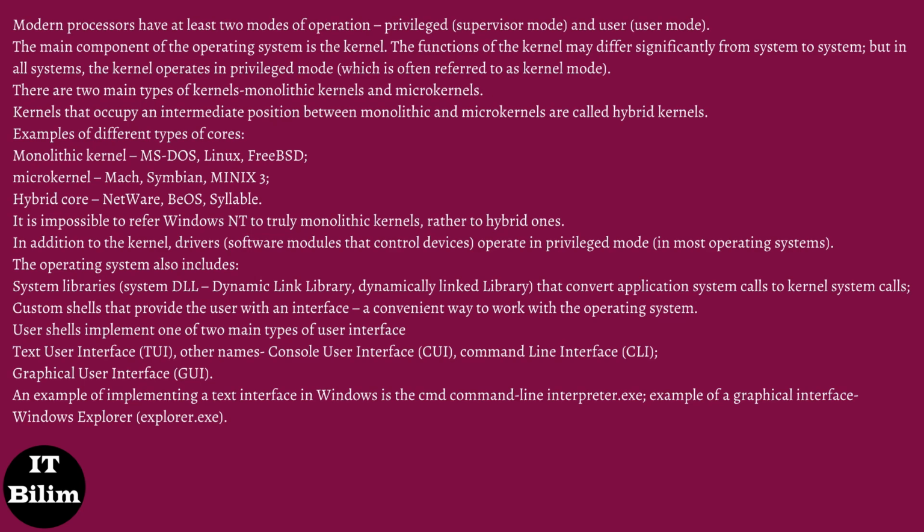Examples of different types of kernels: monolithic kernel: MS-DOS, Linux, FreeBSD. Microkernel: Mach, Symbian, Minix, Free. Hybrid kernel: NetWare, BIOS, Syllable. It is impossible to refer Windows NT to truly monolithic kernels, rather to hybrid ones.